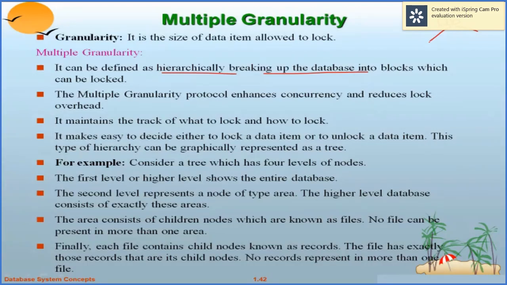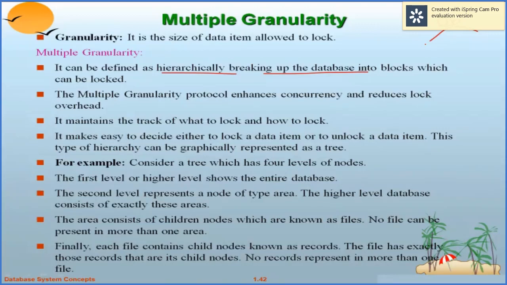You're trying to break your huge database into blocks. Okay, so why do you have to break this? In order to maintain a hierarchy: which one should be first and which one should be next, which one is given top priority and which one is given low priority. So you're trying to create a hierarchical condition over there.